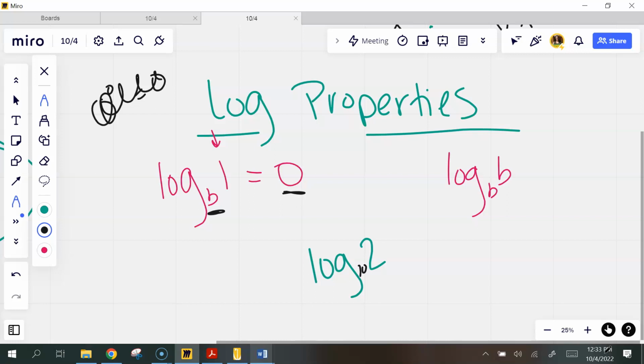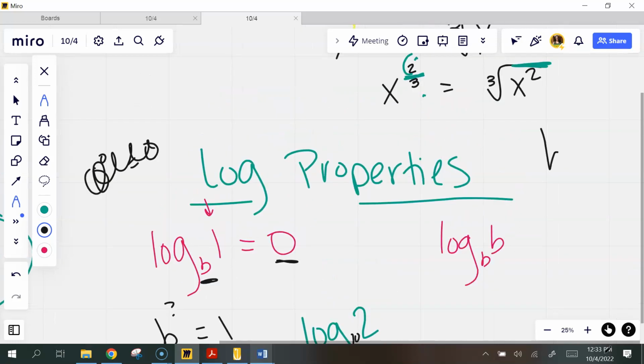If b is there, then b is whatever it says it is. But if it's not there, it's an imaginary 10. Because think about this, right? B raised to what power gives you 1? The only thing you can raise it to get 1 is 0. Remember those exponent properties? Anything raised to the 0 power is always 1. So no matter what this number is, if this is 1, it's going to equal 0 every single time.